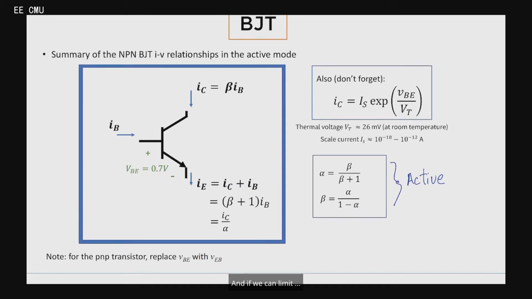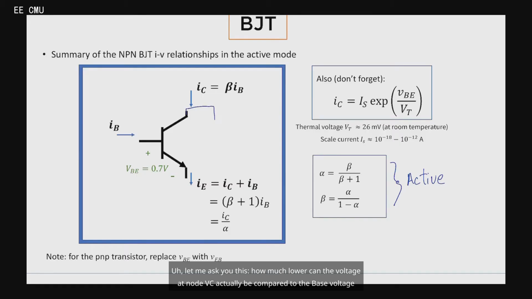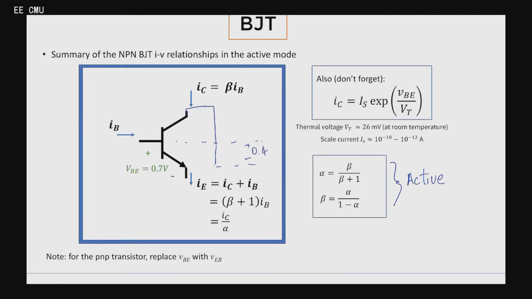I don't know if you remember this from our previous discussions, but let me ask you this. How much lower can the voltage at node VC actually be compared to the base voltage while the transistor is still operating in the active region? It is a specific value, and it can be exactly 0.4 volts lower than the base voltage. You must not forget this point, okay? This means it is still in the active region, right?